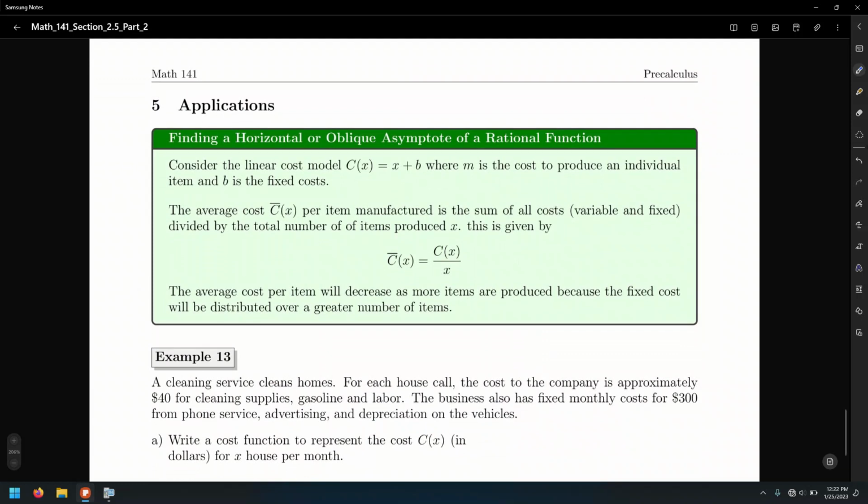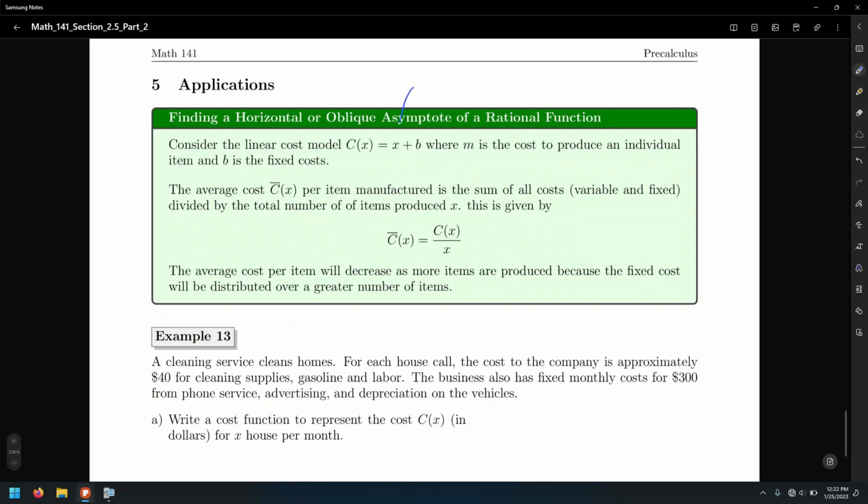So, applications of rational functions. Well, notice the form. Oh, actually, there's a little typo here. There should be C of x equals mx plus b. I forgot to type the m over here as a coefficient, so just make sure to change it. And well, this linear function, this linear model, let's forget about rational functions for now.